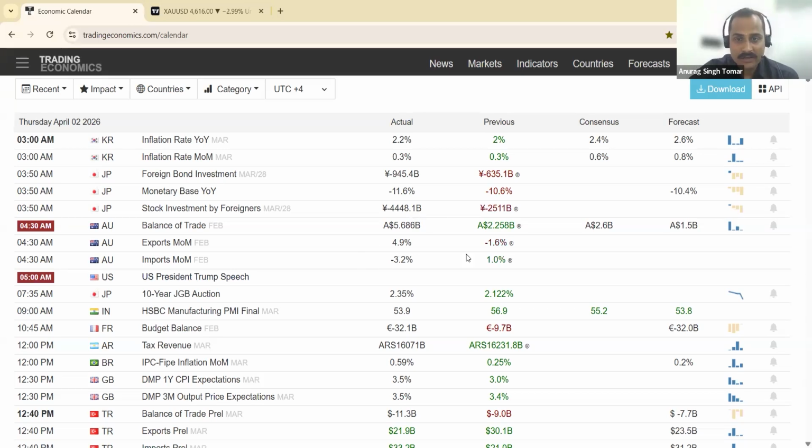Now let's have a look at the exports. Previously it was negative, right now it is positive. So exports are doing good. A lot of people are buying copper, gold, silver, right? And the biggest buyer of all these materials exported from Australia is China. Imports: previously it was positive, right now it is negative. So that is the reason the balance of trade is in positive figures. And any economy is considered good if the exports are high and imports are low.